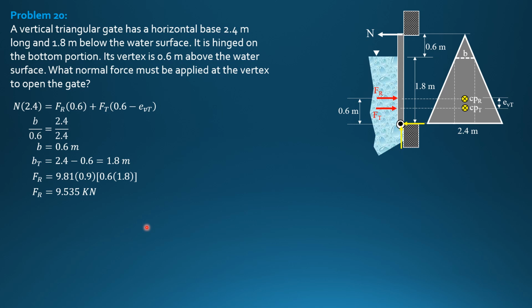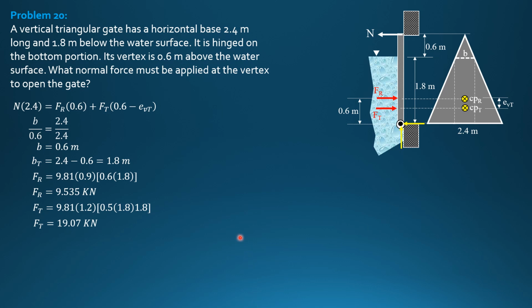So for the triangular portion, Ft is the specific weight times h-bar, which is 1.2, as I said, 2/3 of 1.8 is 1.2. Then the area is 1/2 of the base 1.8 times height 1.8. So Ft is 9.81 times 1.2 times 1/2 of 1.8 base of triangle, height of triangle also 1.8. So Ft is 19.07 kilonewtons.